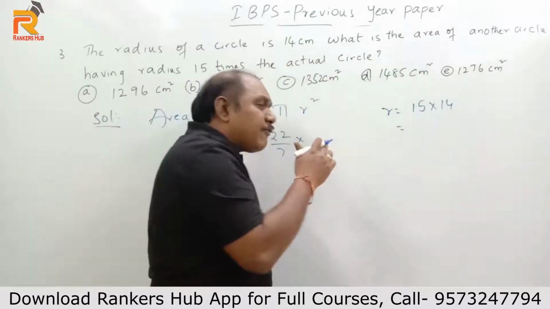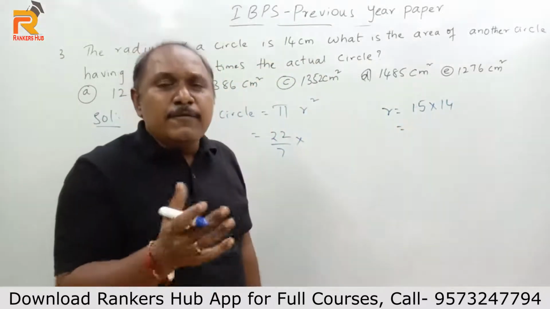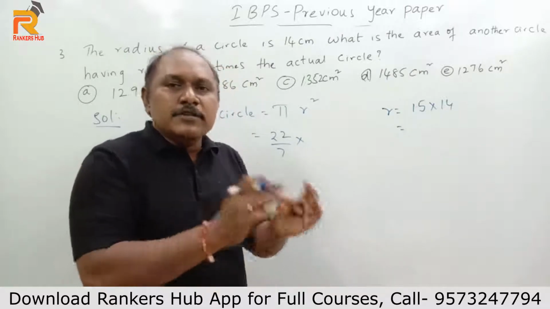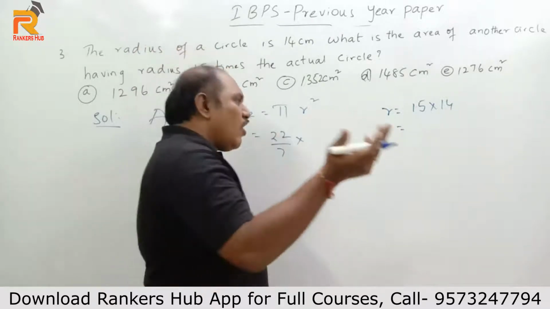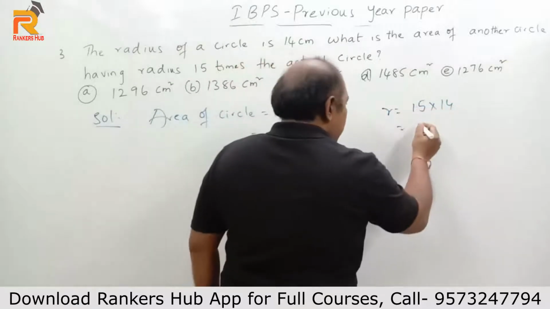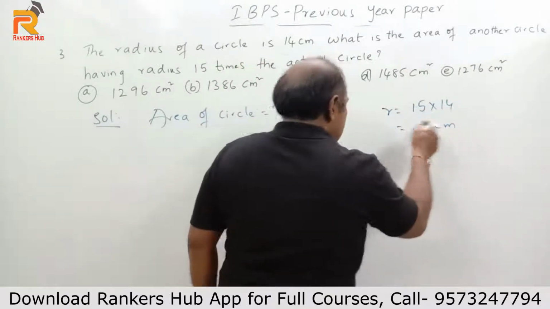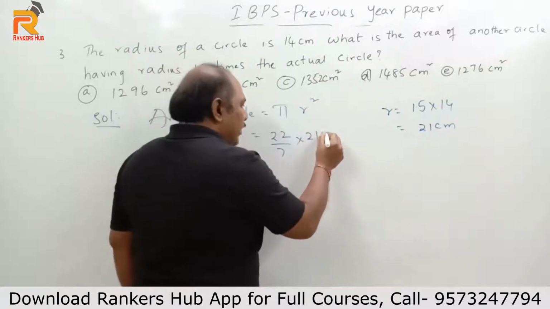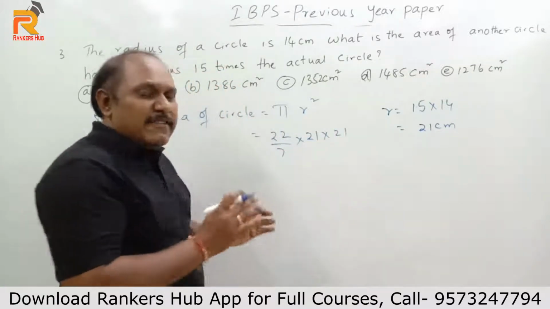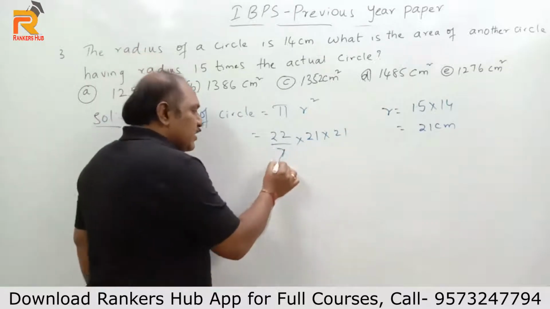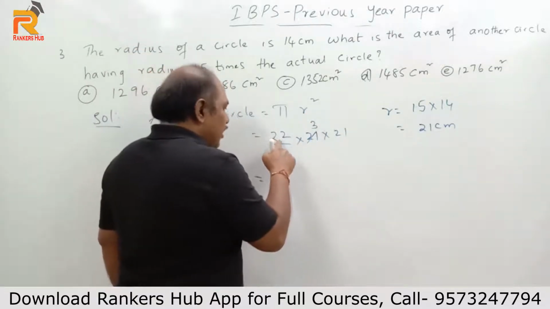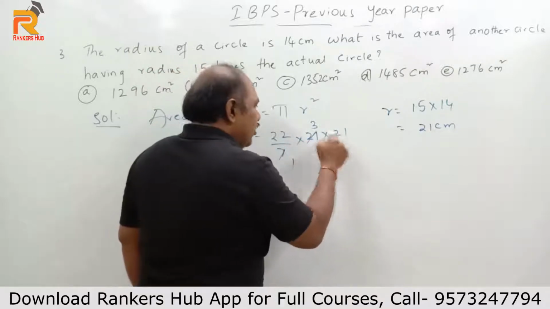1.5 times of 14 is nothing but 1 is 14, half is 7. So 14 plus 7, it is 21, or multiply 1.5 into 14, which is 21 centimeters. So radius is 21 centimeters. So 22 by 7 into 21 into 21 will give us the answer. 7 ones, 7 threes. So here we need to multiply 22 into 3 into 21.